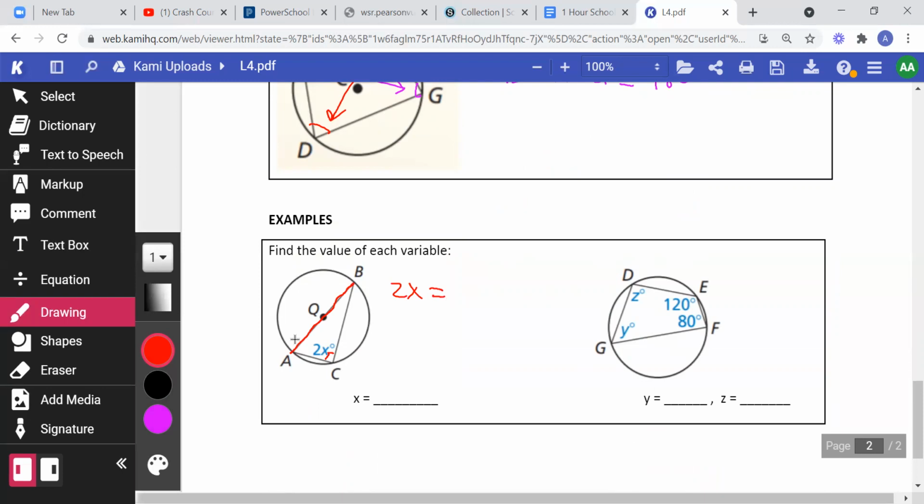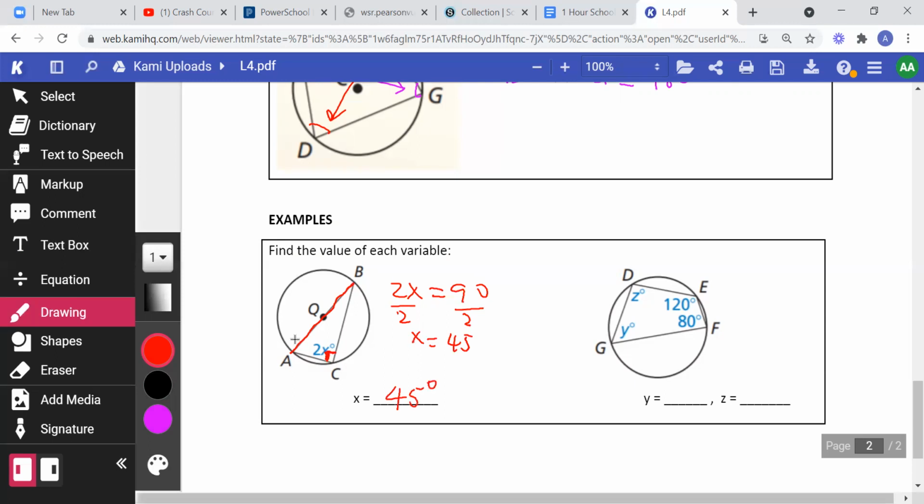The angle at C, what does it represent? If it's a right angle, what's the number that represents a right angle, class? What is the measure of a right angle? You said 90. So this angle here is originally 90, and it's also represented by 2x. So if 2x equals 90, we divide both sides by 2, then x becomes 45.